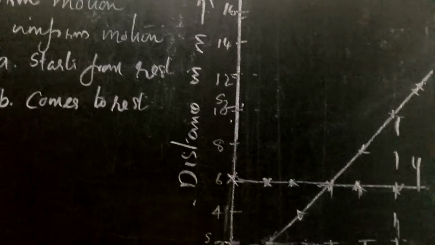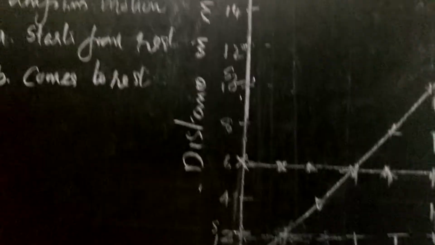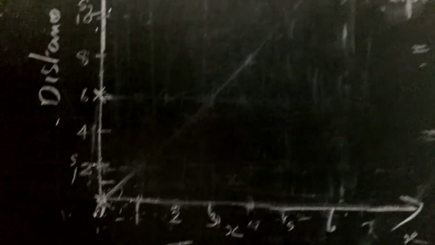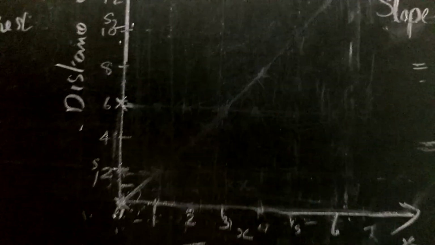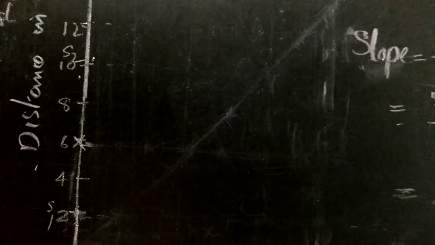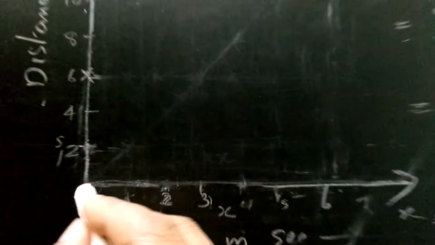Non-uniform motion, two cases are there. First, we are going to discuss an object which starts from rest. Now the object is at rest. That means at 0 seconds, it is at the origin.